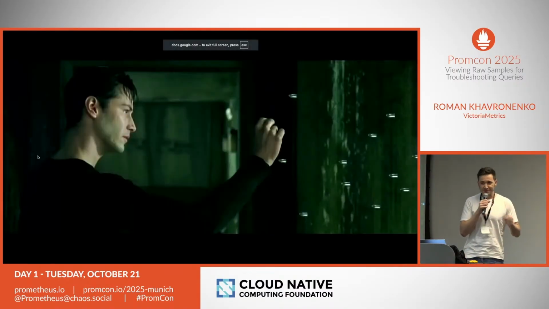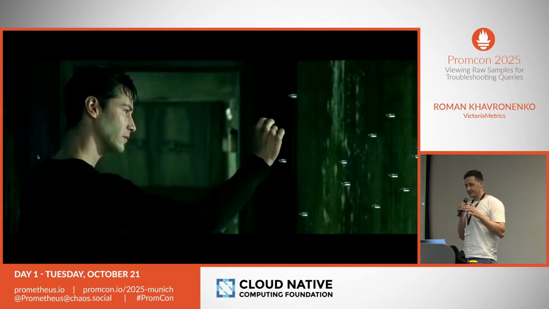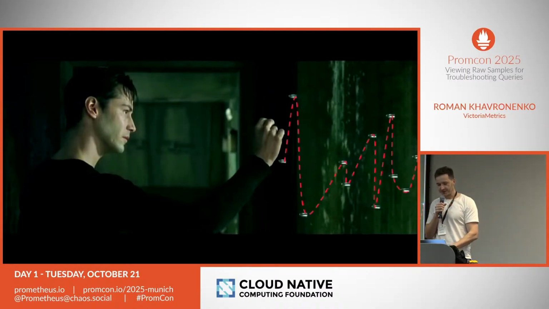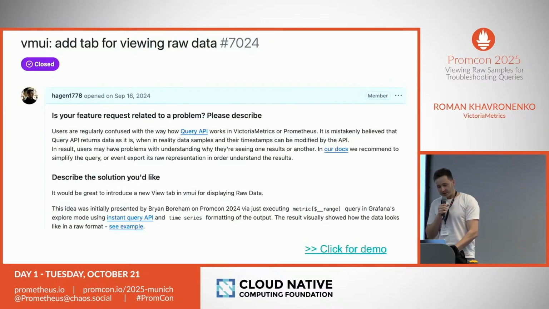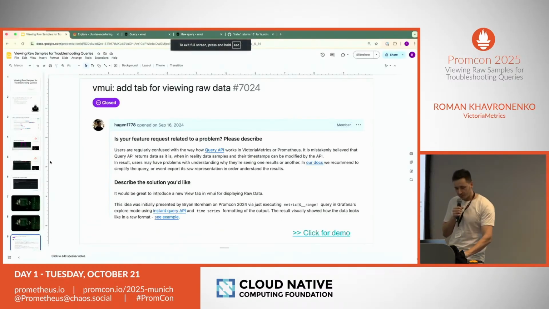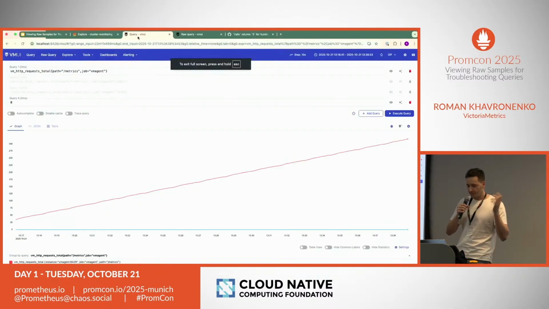In order to answer these problems of users and troubleshoot the queries, sometimes I need to look behind. I need to see this raw data. And to simplify this job, to see the truth, I'm asking users to export the data so I can check every raw sample to see what is wrong with them. So I made this feature request, and someone from the VictoriaMetrics team implemented it, and it's basically a specific view for viewing raw data.